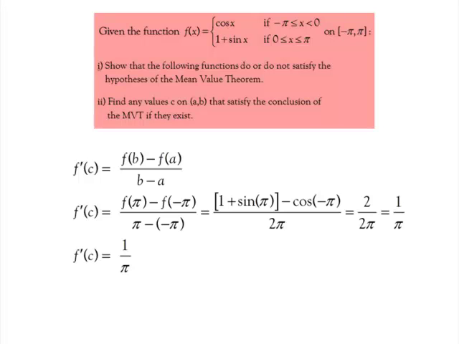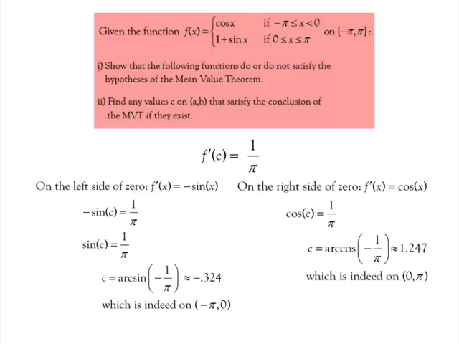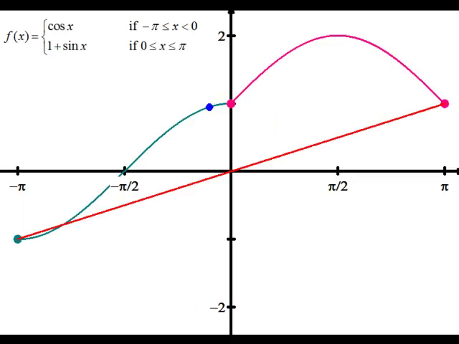So I go through the same process again. I find my slope over the whole interval, which is 1 over pi, and I set my derivative at c equal to 1 over pi. So I do that for the left branch and the right branch, and I see the two different values for which that's true, and both of those values work on their own branches. The first value that I got is indeed between negative pi and 0, and the second value for the second branch is indeed between 0 and positive pi.